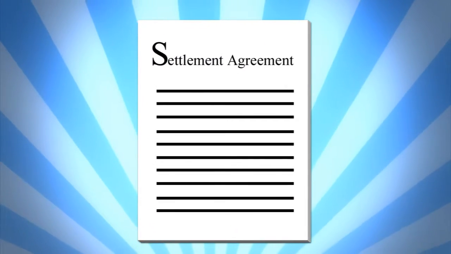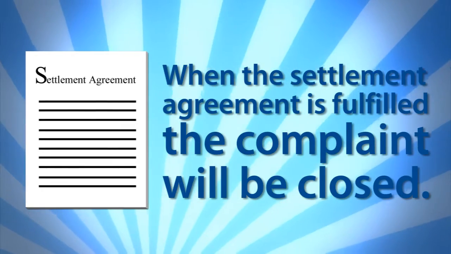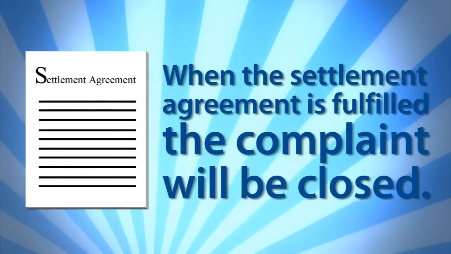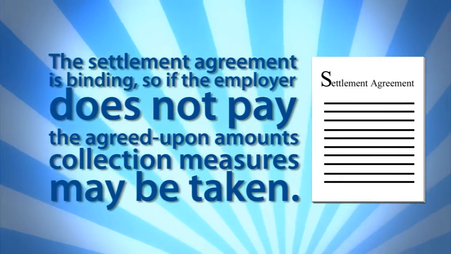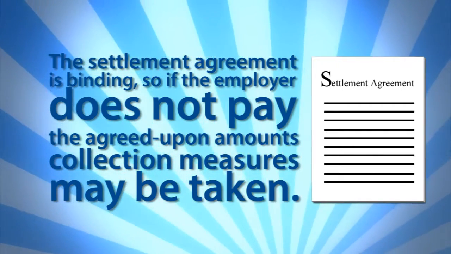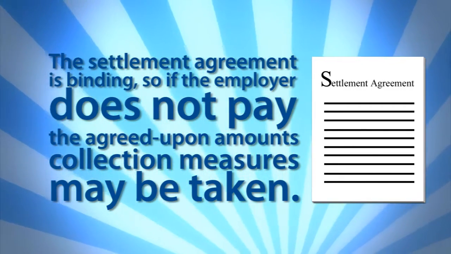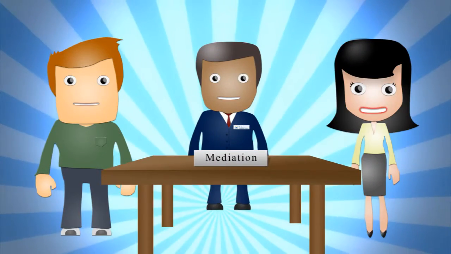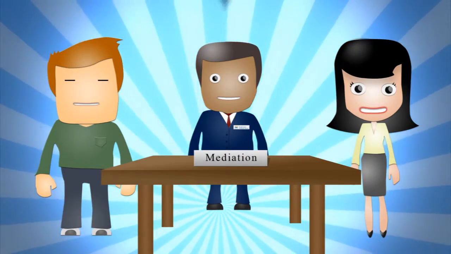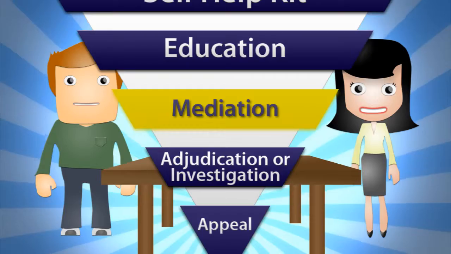If an employee and an employer can resolve the complaint through mediation, we will draft a settlement agreement for both parties to sign. When the settlement agreement is fulfilled, the complaint will be closed. The settlement agreement is binding, so if the employer does not pay the agreed upon amounts, collection measures may be taken. If the employee and employer are unable to reach an agreement at mediation, the complaint will proceed to adjudication or investigation.